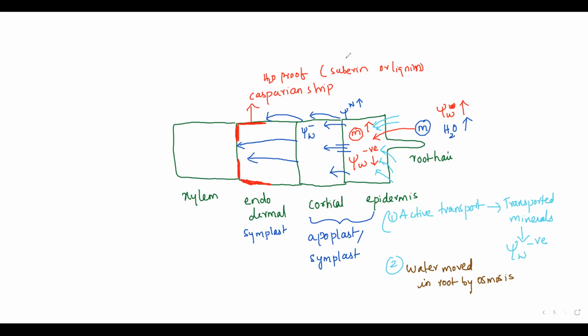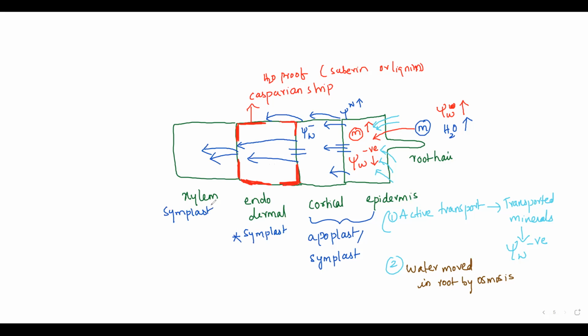See, now what is happening is, the Casparian strips, which are present in the endodermal cells here, are not allowing the movement through the cell wall. The only thing through which they can move is the cytoplasm only. So that's the reason we can see that the movement of the water from the cortical area to the endodermal area is going to be only symplast. And here also you can see that the movement is going to be symplastic only. Here also, into the xylem, movement is going to be symplast.